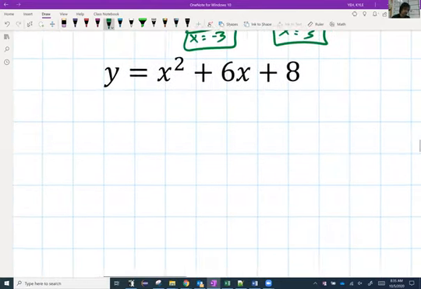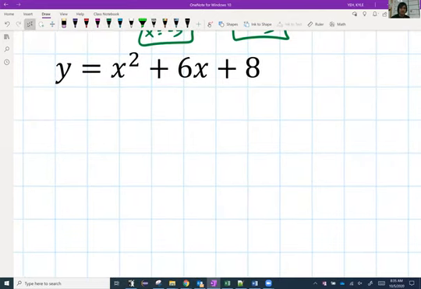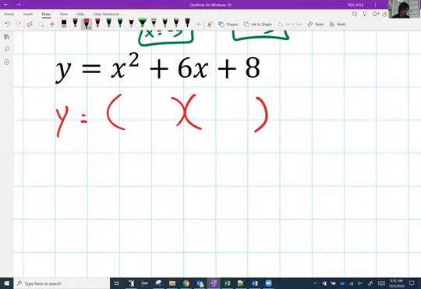How about this one? I like this one. Y equals x squared plus 6x plus 8. Can't factor anything out. They don't all share any common factors. So y equals, set up your parentheses. Feel free to pause it and work this one again if you want, if you're feeling really good about this.